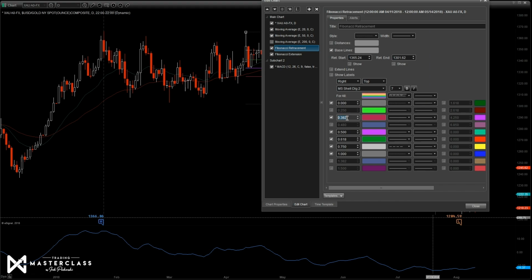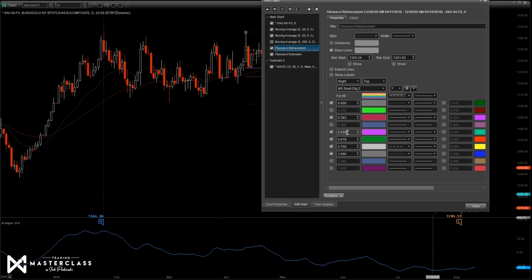I use it for entry placement. I use it to measure the pullback. I use it to measure the potential run. I use it for targets and stop loss. So that's why I say I can eliminate all indicators and just use price action analysis and Fibonacci, because I use it for everything. It's that good. So 0.382 is the main level.